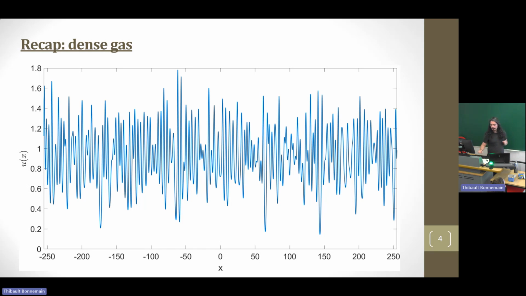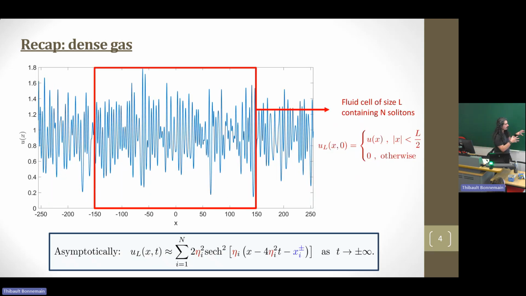But what we do know, however, is that if you take a piece of this gas, a fluid cell, and you isolate it from the gas like that, well, you know that up to a small radiative correction, if you let it evolve asymptotically, it will decompose into a train of well-separated solitons. And then you can count the solitons, then you can measure the position and the amplitude to get the spectral parameters and impact parameters with which you can reconstruct the solution profile. Okay. Yes. How do these solitons interact?